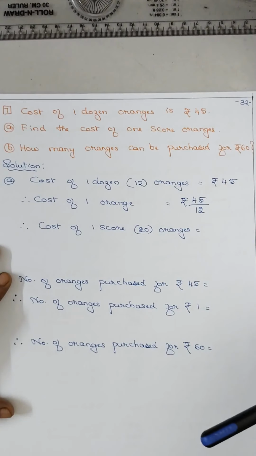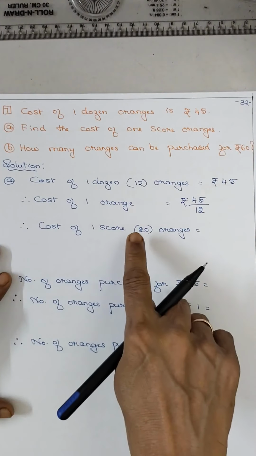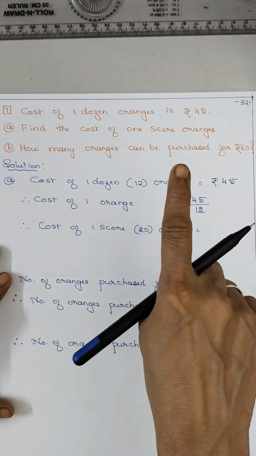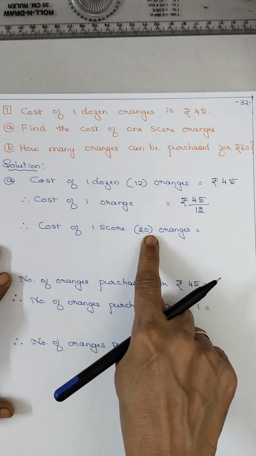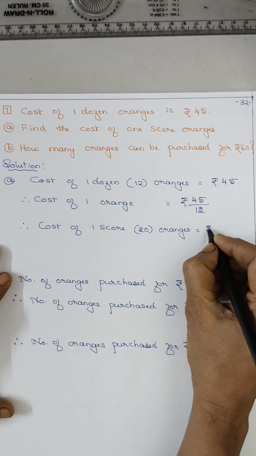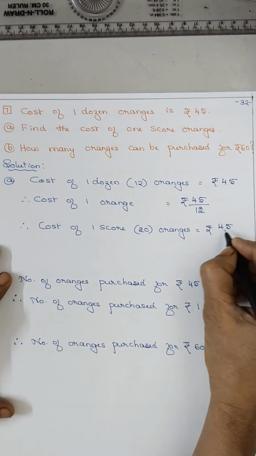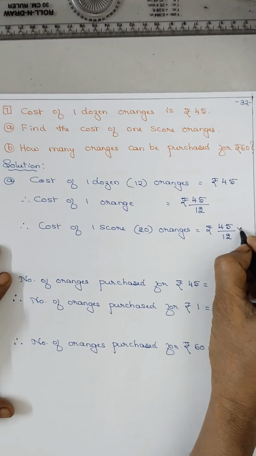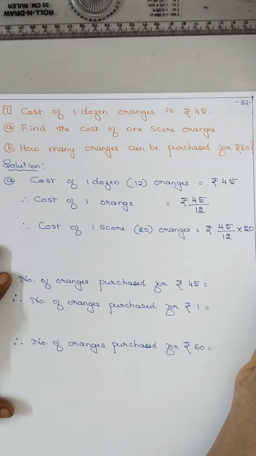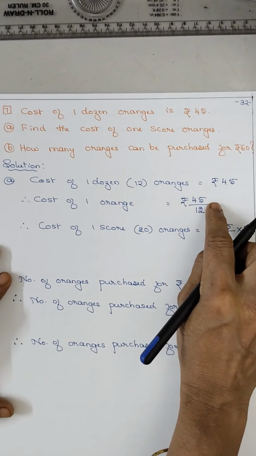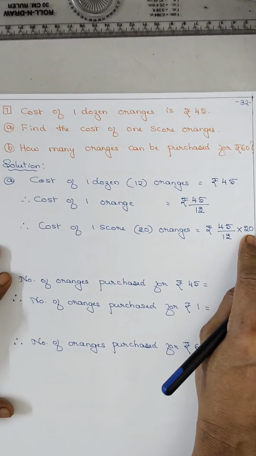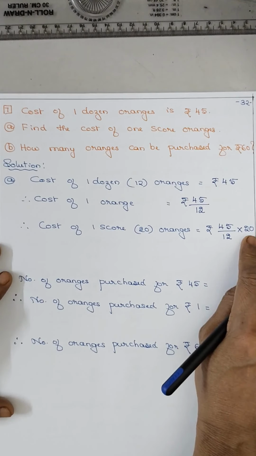Keep it like that. Now cost of 20 oranges. Why? 1 score is equal to 20. That is 45 upon 12 into 20. So first में division, second में multiplication. Unitary method. Worksheet 3. Isn't it?